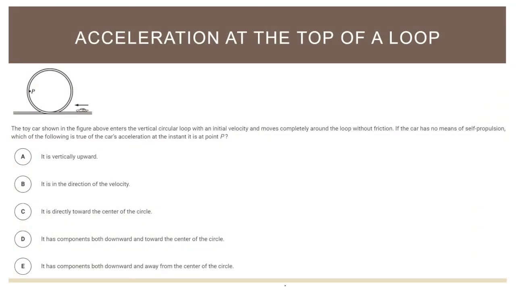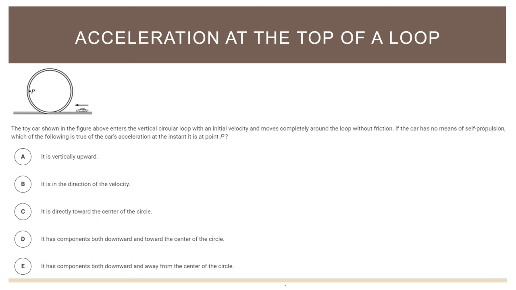All right, and that brings us to the last question I wanted to talk about. I was going to do that work on the blank slide. I had enough room there. It says the toy car shown in the figure above enters the vertical circular loop with an initial velocity and moves completely around the loop without friction. If the car has no means of self-propulsion, which of the following is true of the car's acceleration at the instant it is at point P?